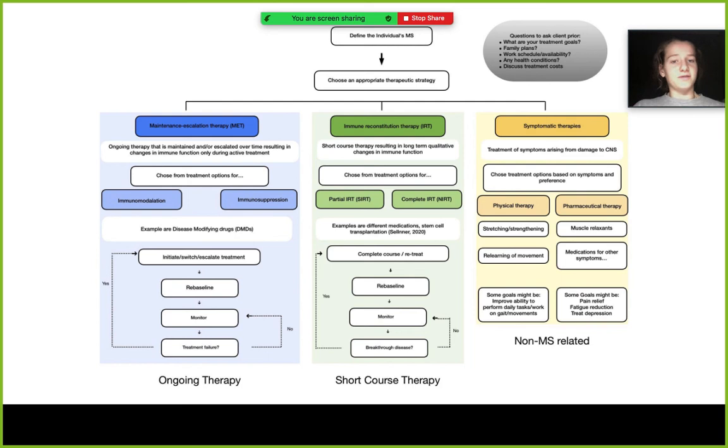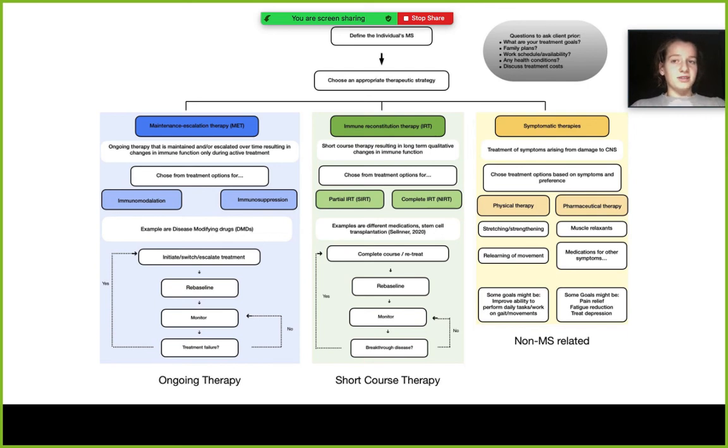So now we're going to have a closer look at our figure number 5. Basically this is a flowchart explaining how different therapy approaches can be worked with for an individual. It's important to mention that each MS is different for the person, so we first have to define this type of MS to then choose an appropriate therapeutic strategy with the individual. I separated this out into 3 different sections.